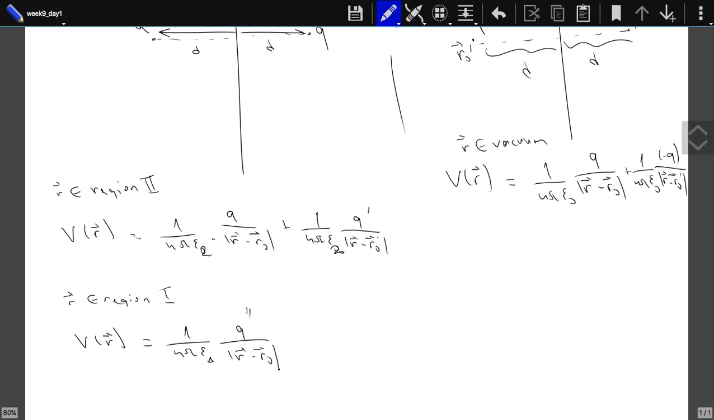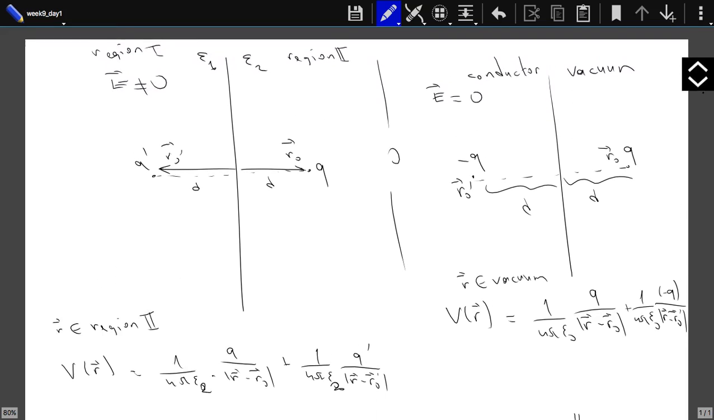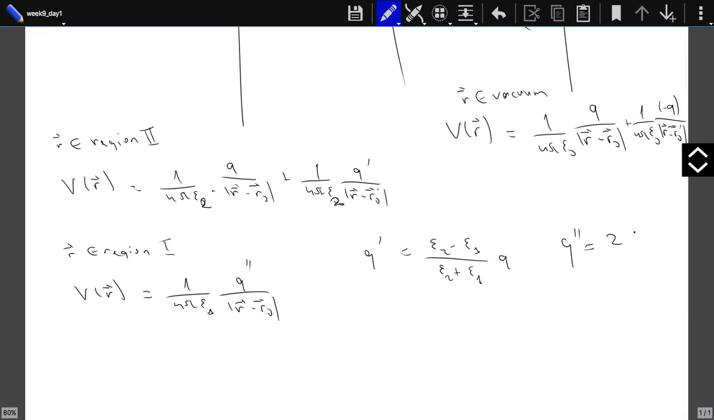Then, of course, there was the question of what Q double prime is and what Q prime is. If I'm not wrong, Q prime was equal to (epsilon 2 minus epsilon 1) divided by (epsilon 2 plus epsilon 1) times Q, and Q double prime is equal to twice epsilon 1 divided by (epsilon 1 plus epsilon 2) times Q. This was what we had obtained, if I'm not wrong.